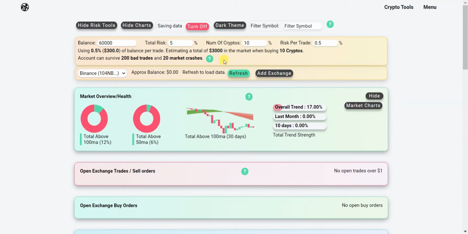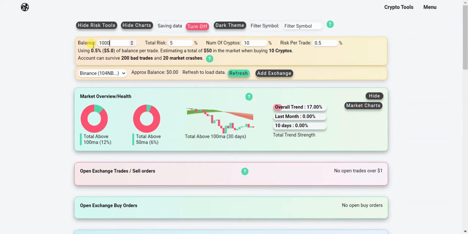Today we're going to be using the risk management tools, and that's going to help us to make sure that we're buying the right amounts. Okay, so the first thing we're going to do is when you come into your risk management, you're going to want to set these values to the amount that you have in your balance.